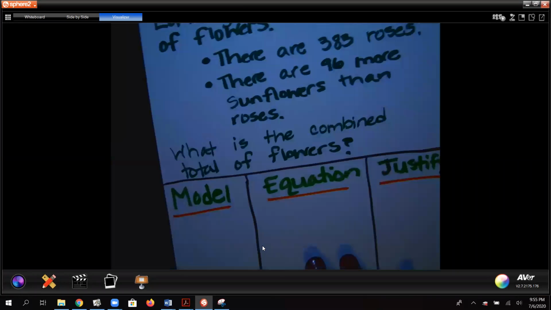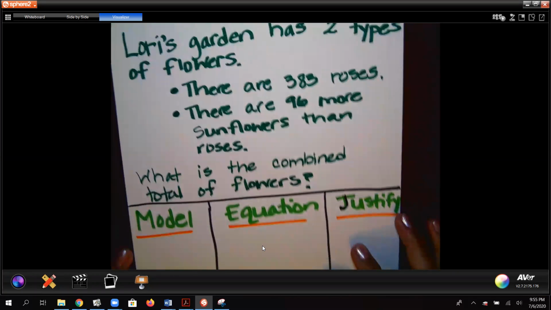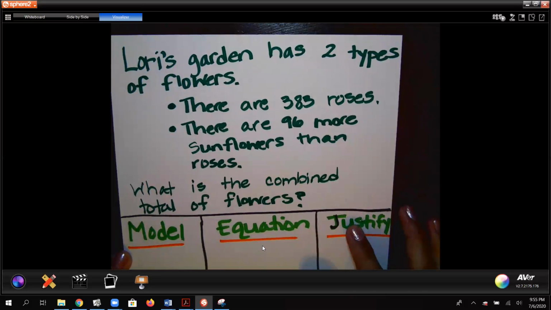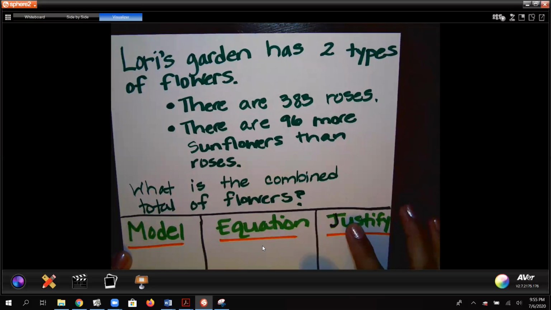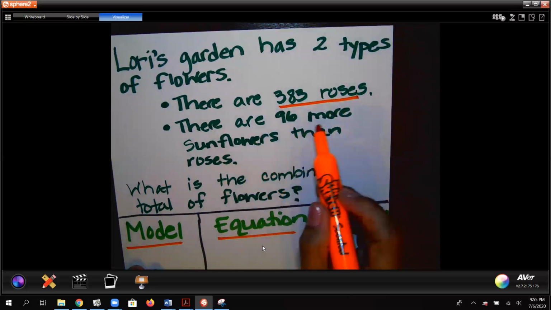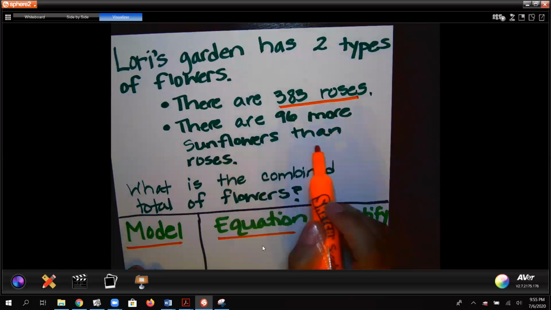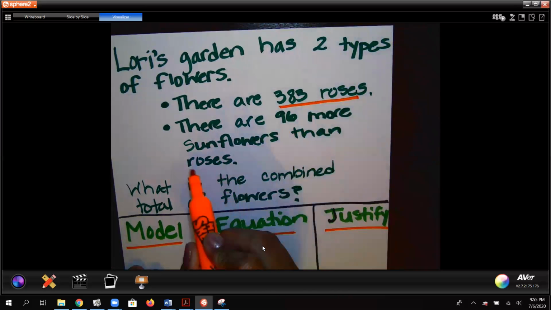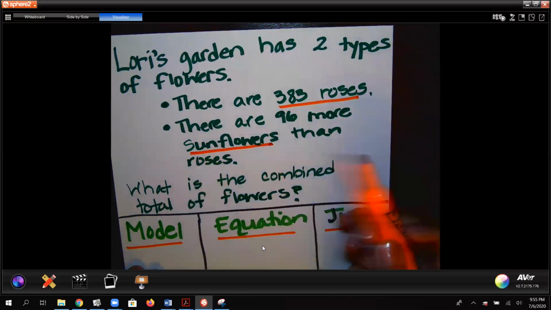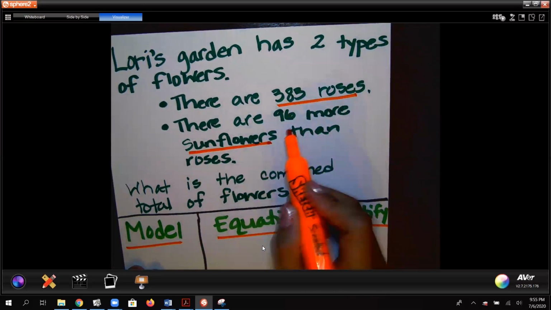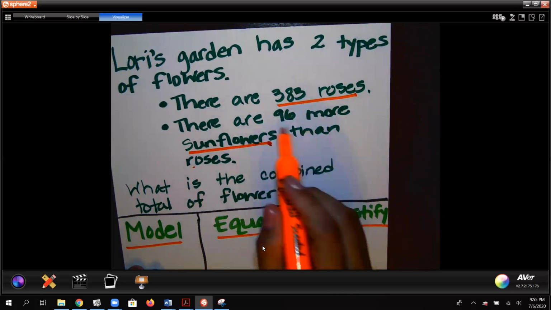Okay, let me just make sure you can see the whole problem here. The problem says, Lori's garden has 2 types of flowers. There are 383 roses. We know that's important. And there are 96 more sunflowers than roses. So the 2 flowers are roses and sunflowers. So we know there are 383 roses, and we know there's 96 more sunflowers than roses.